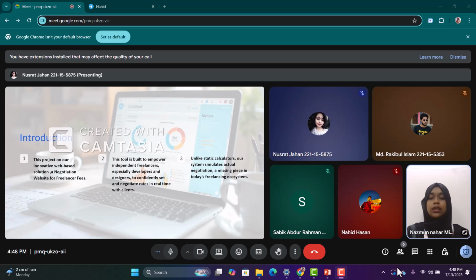Now, the introduction. In this project, we focused on a problem many freelancers face: how to confidently set and negotiate their service rates. There are some online tools like calculators, but they are static and don't really help with real conversations. So our solution is a smart web-based tool that helps freelancers make better pricing decisions and practice negotiations in a more realistic way. It helps freelancers understand their value, suggest suitable rates, and lets them practice how to talk with clients in a smart way.